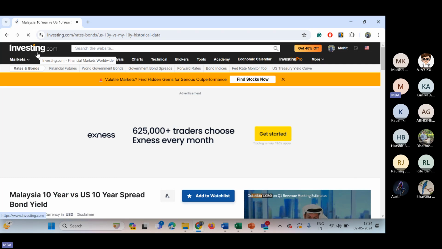So here, this is a very interesting website. Actually, you can get minimum data for all the countries for different indices, for bond yields, for government bond spreads, commodity prices and all. You can get some data from here.